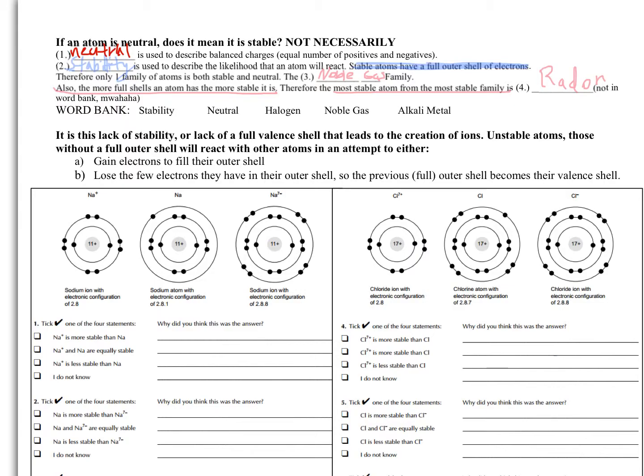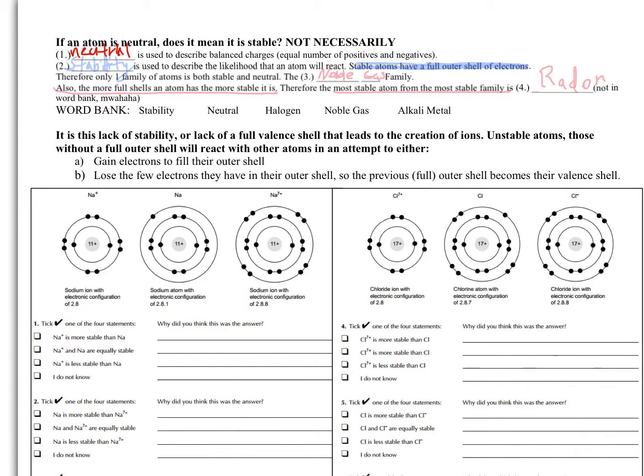So this right here is crucial for you to understand this concept of stability. It is the lack of stability, or the lack of a full valence shell, that leads to the creation of ions. Unstable atoms, those without a full outer shell, will react with other atoms in an attempt to become stable. So an unstable atom is going to react with other atoms because when they do so, they can gain electrons to fill their outer shell, or they can lose a few electrons, so that way the previous shell is a full outer shell. Okay, so let's look at this picture.